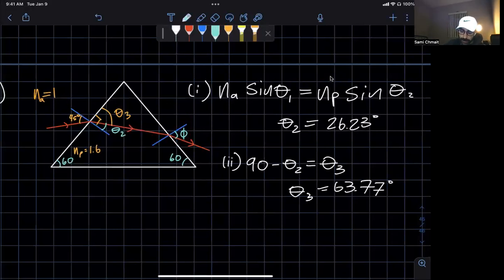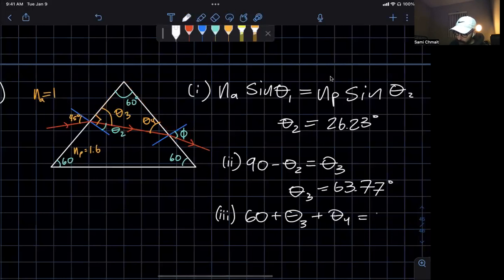And we also know that this is 60 degrees right here because it's an equilateral triangle. Therefore, we can solve for this angle right here. Let's call it theta 4. And why we can solve for that is because it's a triangle, so therefore it's 180 degrees. So to solve for theta 4, we'll say we have 60 plus theta 3 plus theta 4 is equal to 180.